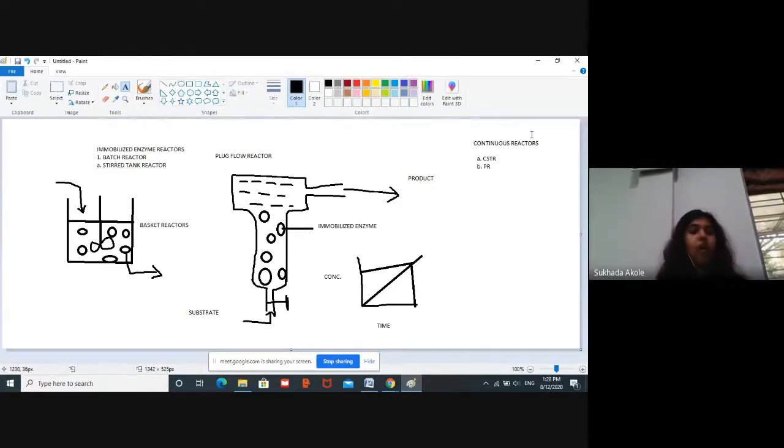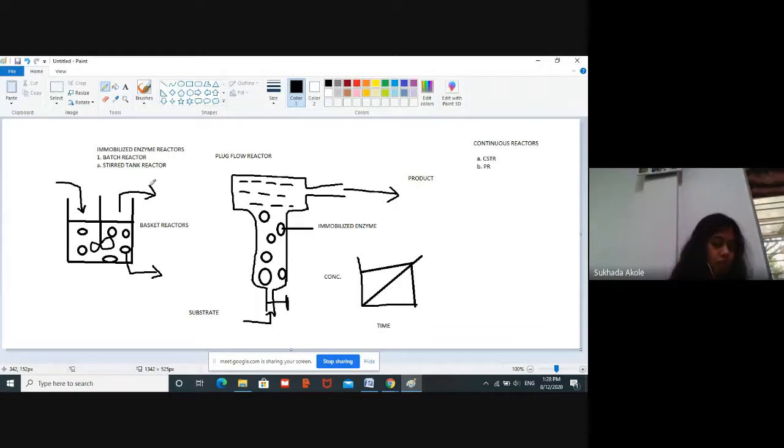Now, how do I draw a continuous stirred tank reactor? I have my stirred tank reactor. The only difference that my CSTR is going to have is a continuous removal of my product. If I am adding my substrate continuously at 10 ml per minute, then I have to remove my product at 10 ml per minute, so that the total volume of the system does not increase or decrease.